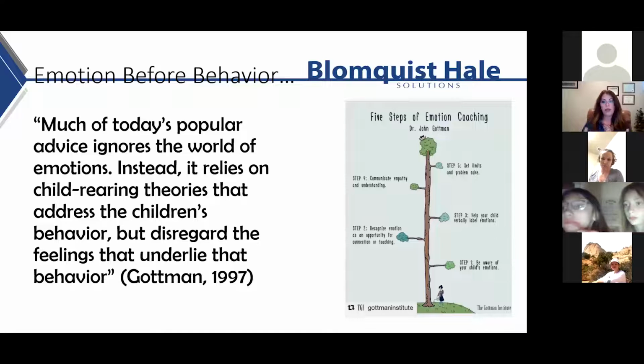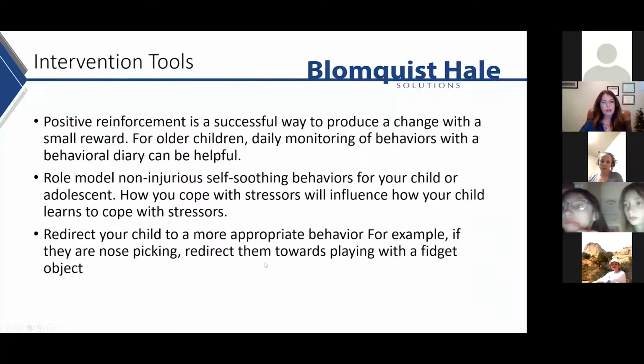And that's where we've got to step back and go, wait, we've got to not ignore the emotion. And the kid might not know the emotion. So that's where we coach the emotion. So those are the 5 steps. I have a whole workshop on it, so you can go through that later too.